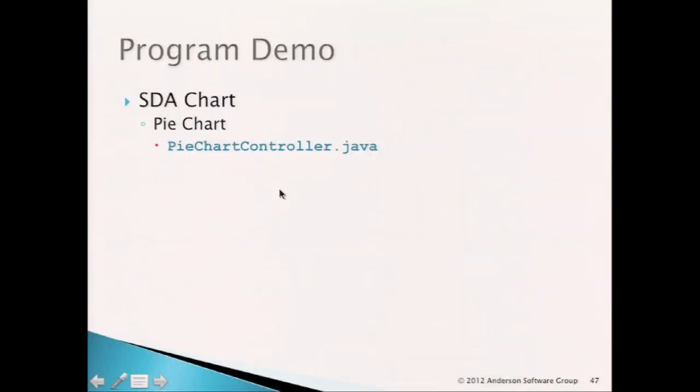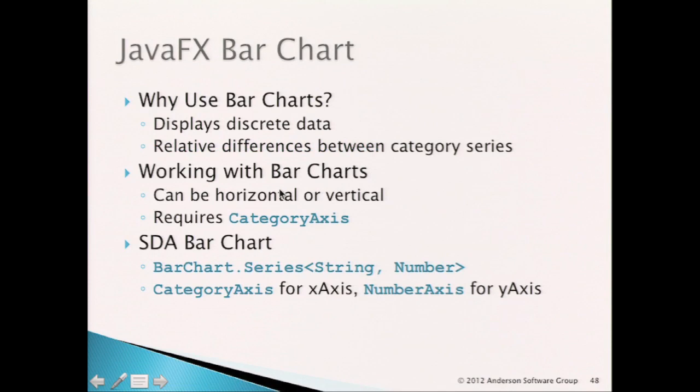Okay, let's talk about bar charts now. And we're not going to go through all of the charts here in detail, but the pie chart and the bar chart are the ones that are used the most out there. So we thought we'd spend a little bit of time here talking to you about that. First of all, why would you use bar charts? Well, it's a different concept than pie charts. It displays discrete data, and you can see the relative differences between category series. And the nice part about JavaFX is that you have vertical bar charts, and then you have horizontal bar charts.